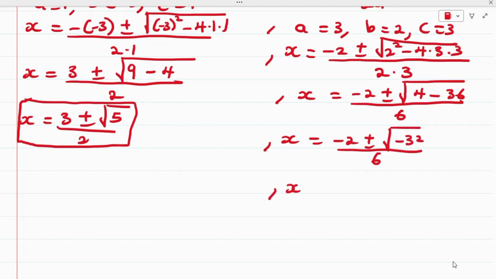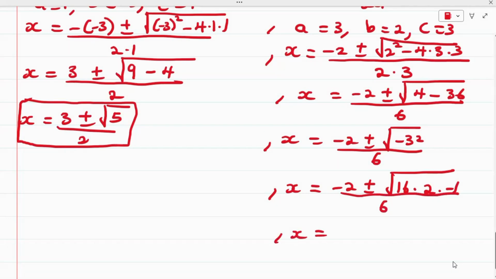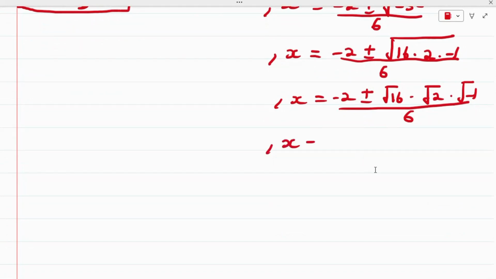So x is equal to minus 2 plus or minus the square root of minus 32, which can be expressed as 16 multiplied by 2 multiplied by negative 1, divided by 6. So x is equal to minus 2 plus or minus the square root of 16 multiplied by the square root of 2 multiplied by the square root of negative 1, divided by 6. So we have here x is equal to minus 2 plus or minus the square root of 16, which is 4, multiplied by the root of 2, but the root of negative 1 is i, divided by 6.